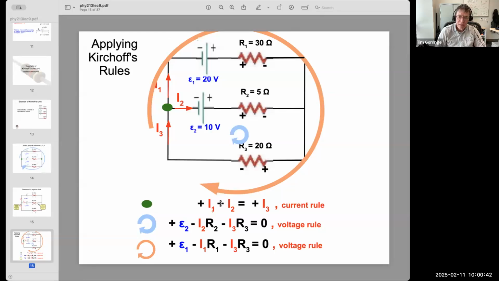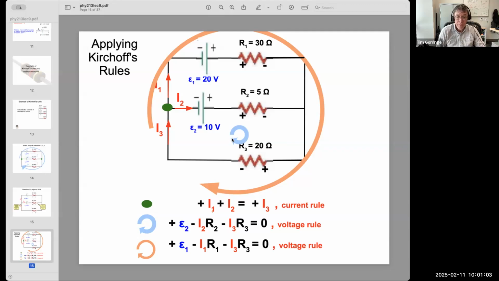So I've indicated that in, what's this color here? Sort of a peach. So that's the big loop that I'm going to walk around as one of my voltage loops. And then the other one I'm going to walk around is this small lower loop here, where I use the middle arm of the circuit and the bottom arm of the circuit. So that's the other loop that I'm going to walk around.